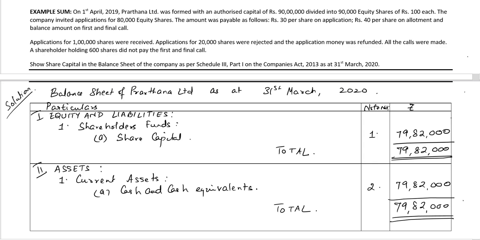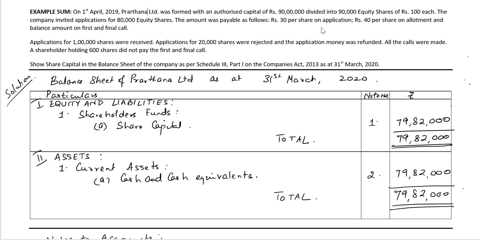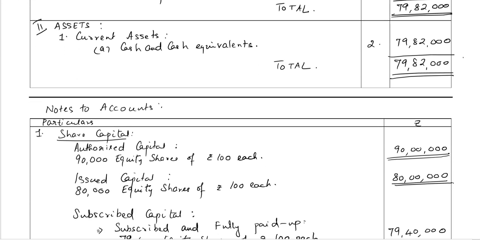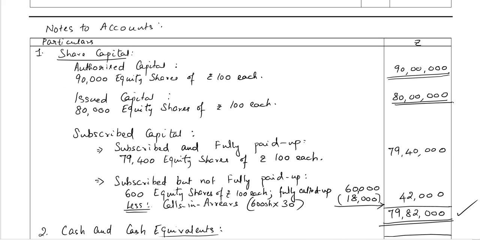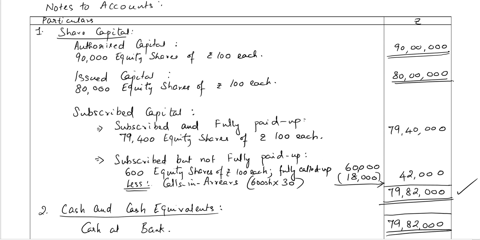We completed the balance sheet. I'll remove the split. We can view the full answer. So that's the example sum at the top, followed by the balance sheet and the notes to accounts.